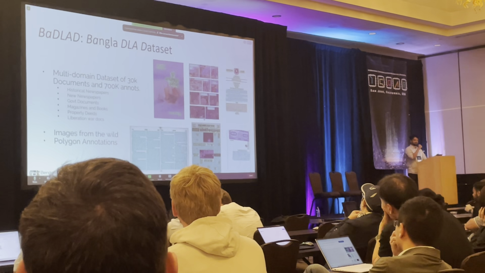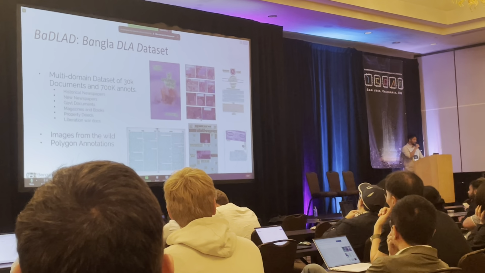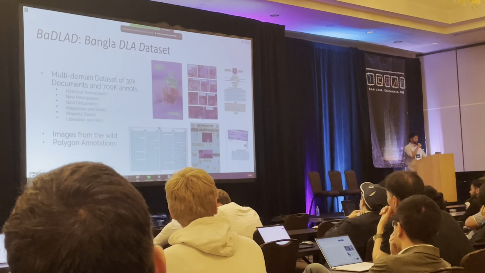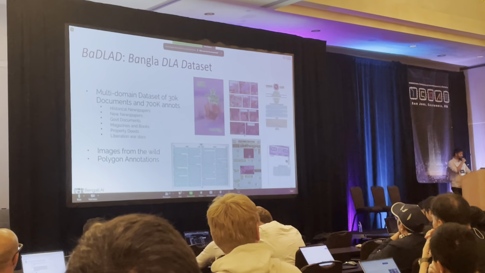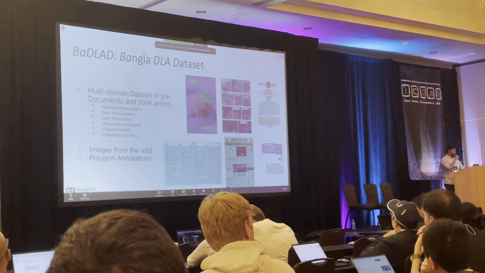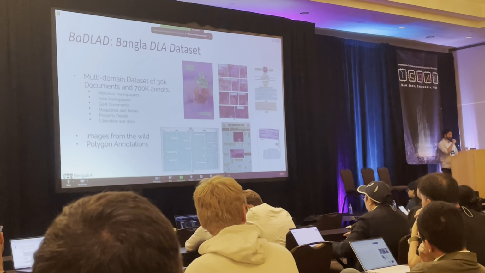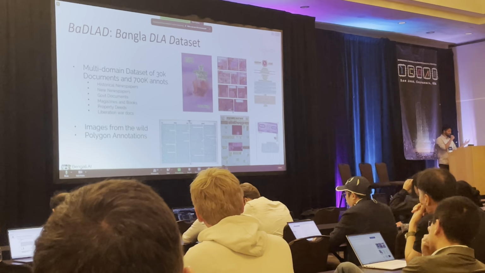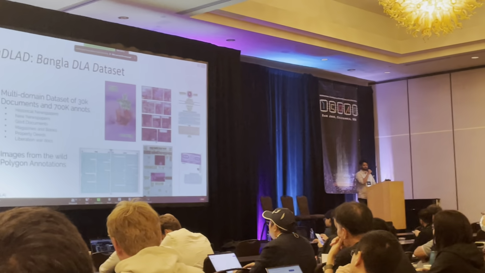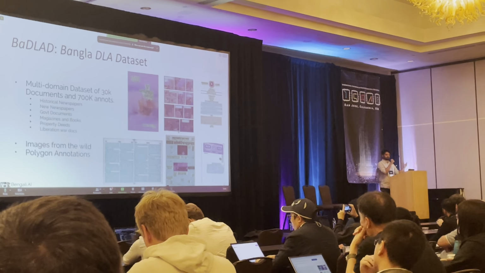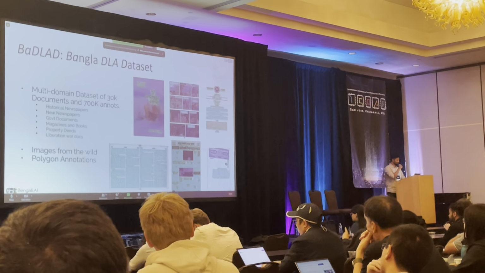This is a multi-domain dataset of 30,000 documents, which are all human annotated. We have 700,000 annotations coming from 6 different domains: historical newspapers, new newspapers, government documents, magazines, books, property deeds, and liberation war documents. So there are a lot of historical sources as well as newspapers and modern documents.